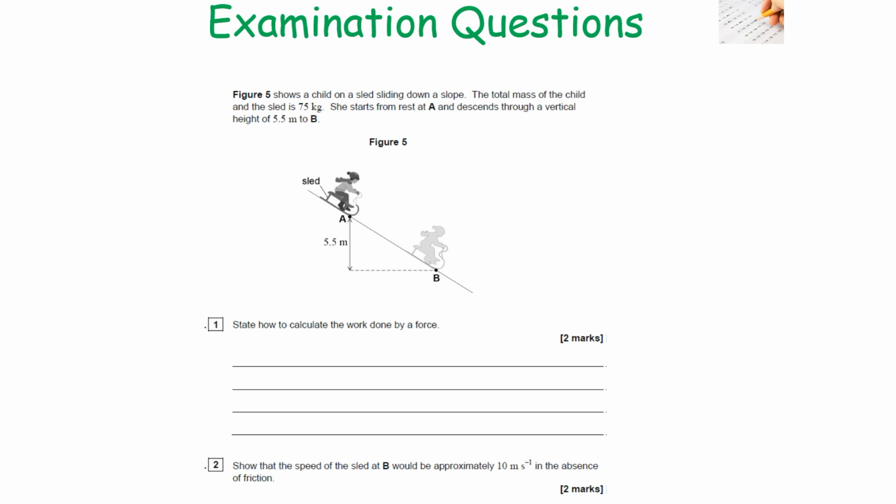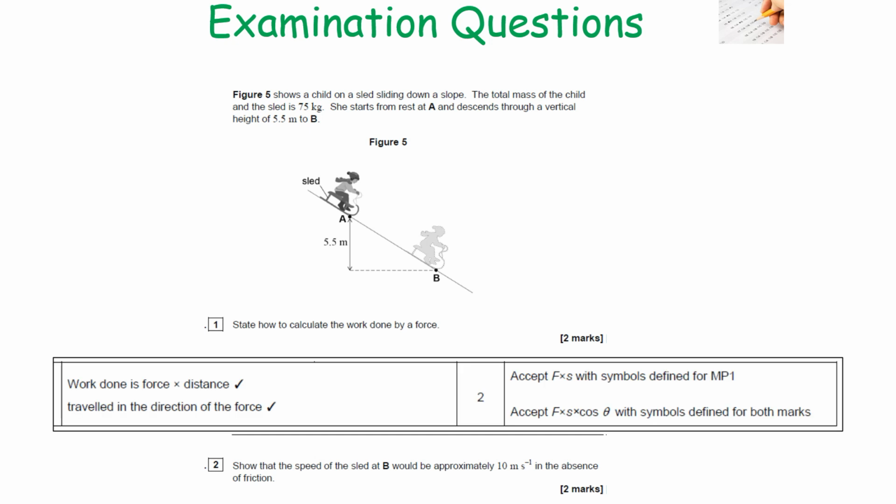Right, so how do you work out work done? Well, we know that work done is equal to force times distance, but that's not the complete equation because it's actually force times displacement. So it's force times the distance travelled by the object in the direction of the force. Now you could also say that this is F times s times cos theta, because s cos theta gives you the displacement in the direction of the force.